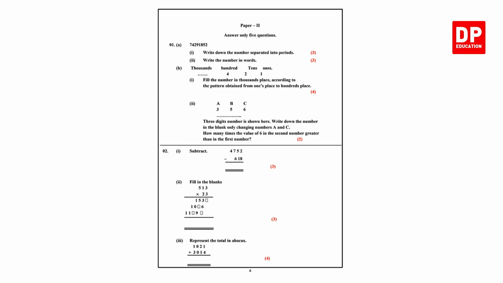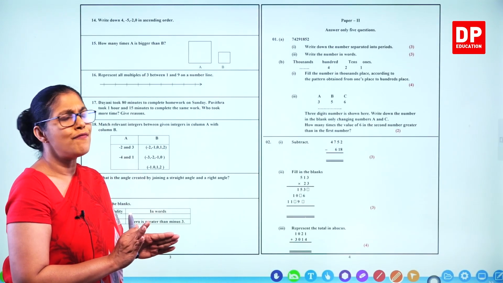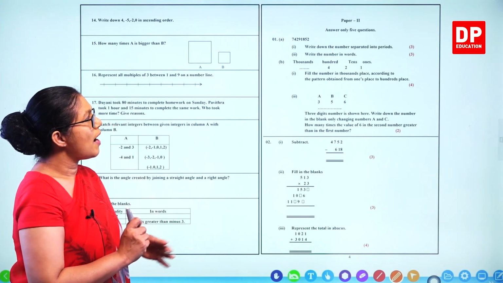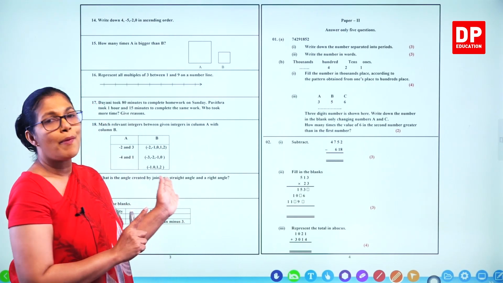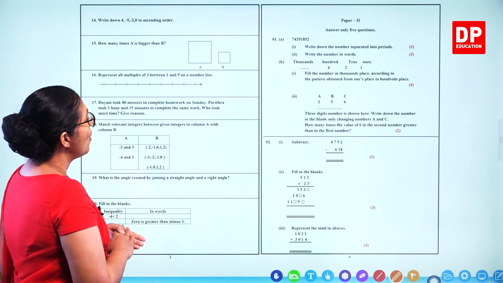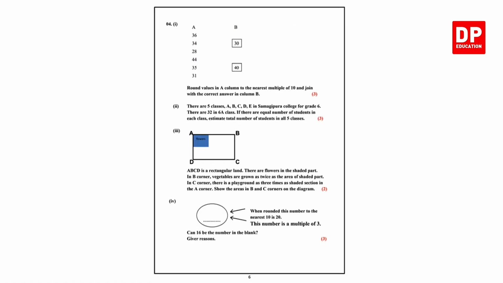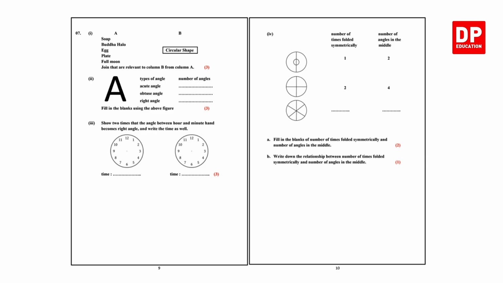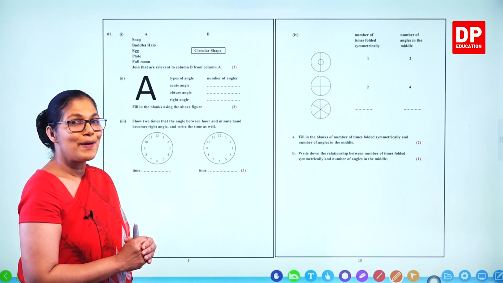Then you have part 2. Answer only 5 questions, any 5 in this paper, and each question is worth 12 marks. So 12 times 5 is 60 marks for part 2 and 40 marks for part 1, altogether 100 marks. In part 2 you get questions 1, 2, 3, 4, 5, 6, and then on the last page, 2 pages, you get question number 7. So let's do this paper now.